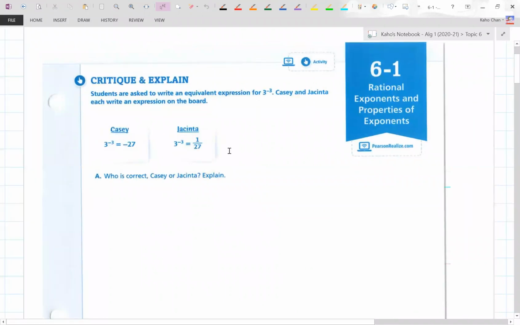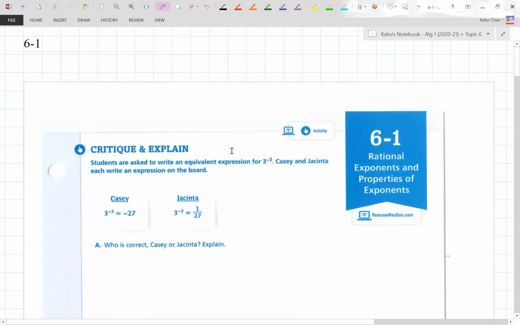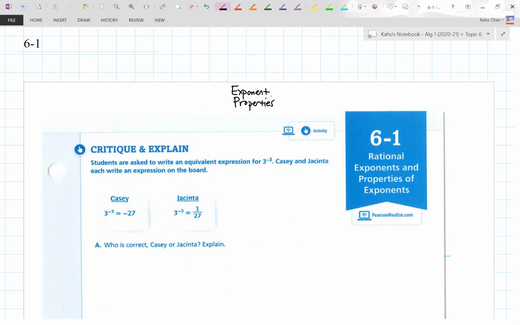Now, before we get started with the actual opener, I would like to take some space at the top of the page and write out some properties that hopefully you are familiar with from your previous math class when it comes to exponent properties, okay? So here we go. Write this at the top. Exponent properties.